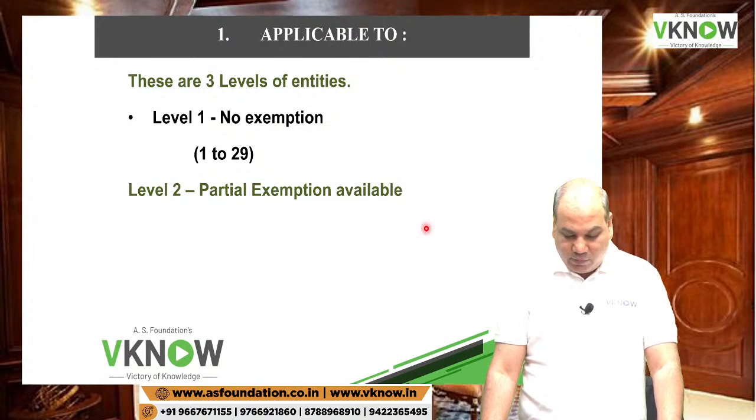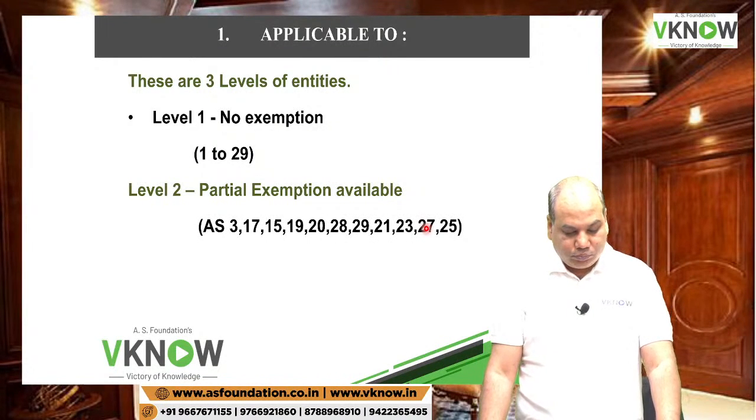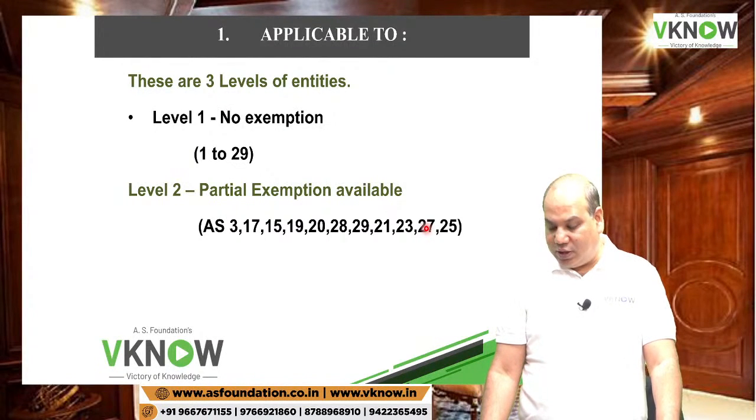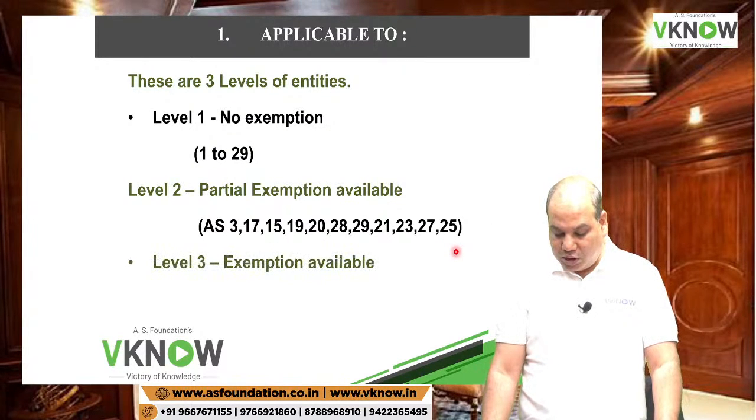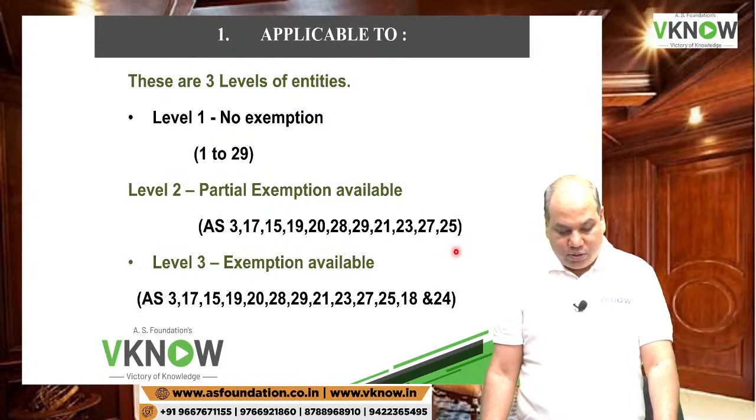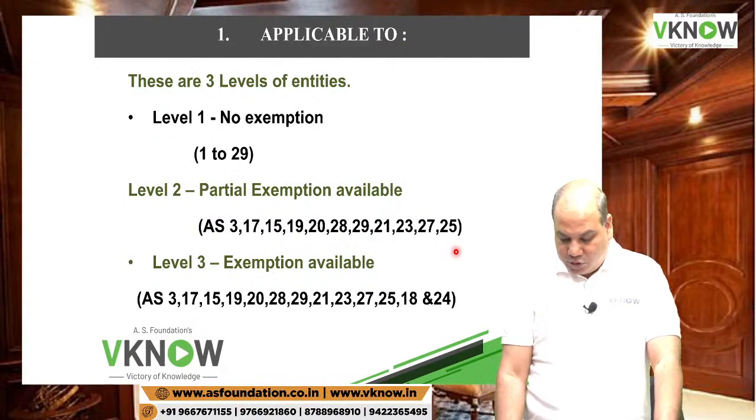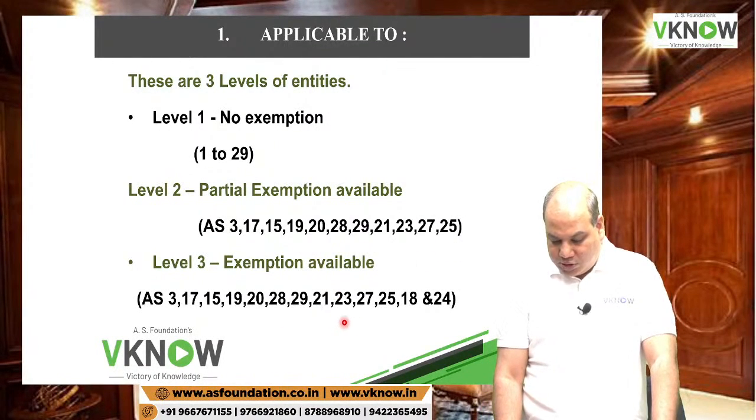Level 2 are given partial exemption in applying some standards like 3, 17, 15, 19, 20, 28, 29, 21, 23, 27, 25. Maybe basically disclosures etc. are exempted. And level 3 are very small companies, so they are given exemptions from many more standards, and 18 and 24 are also added in this list.